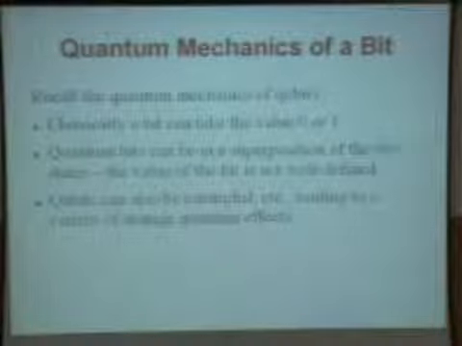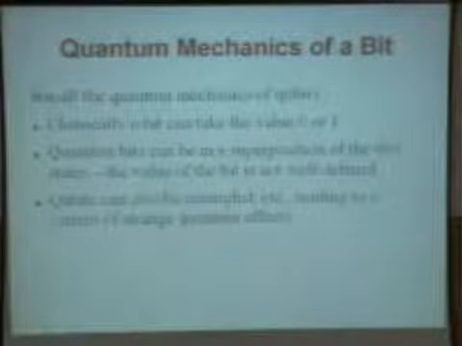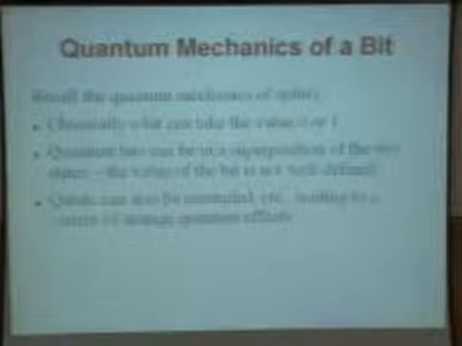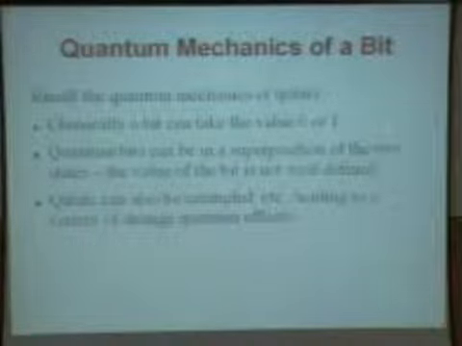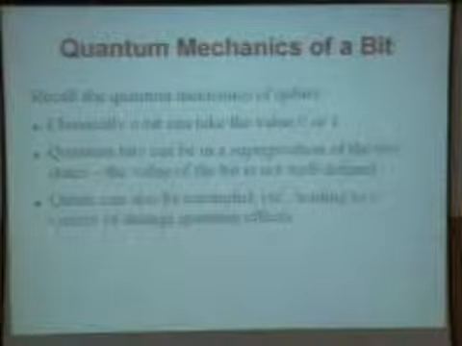So let's start with, so Vishal just told us about qubits. Classically, a bit can take a value 0 or 1, but quantum bits can be a superposition of two states. And qubits can also be entangled, and this leads to a variety of strange quantum effects. So how do we go from qubits to quantum fields?